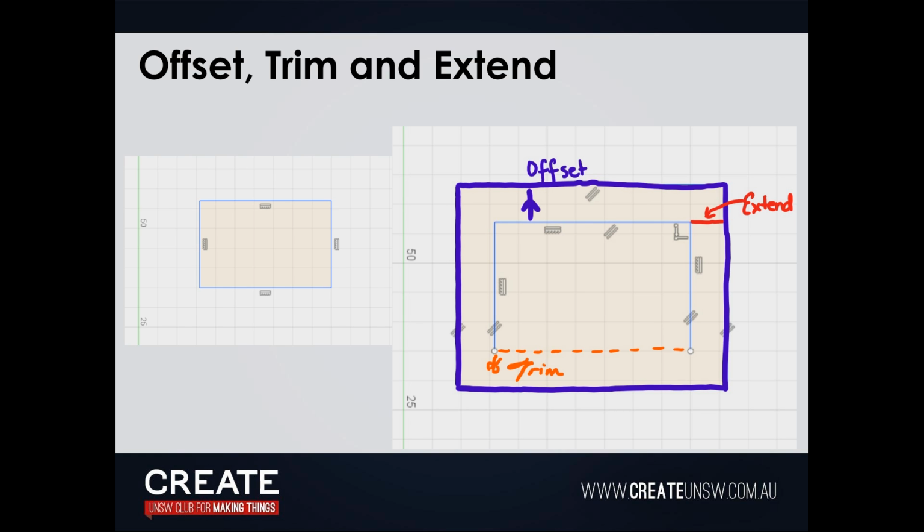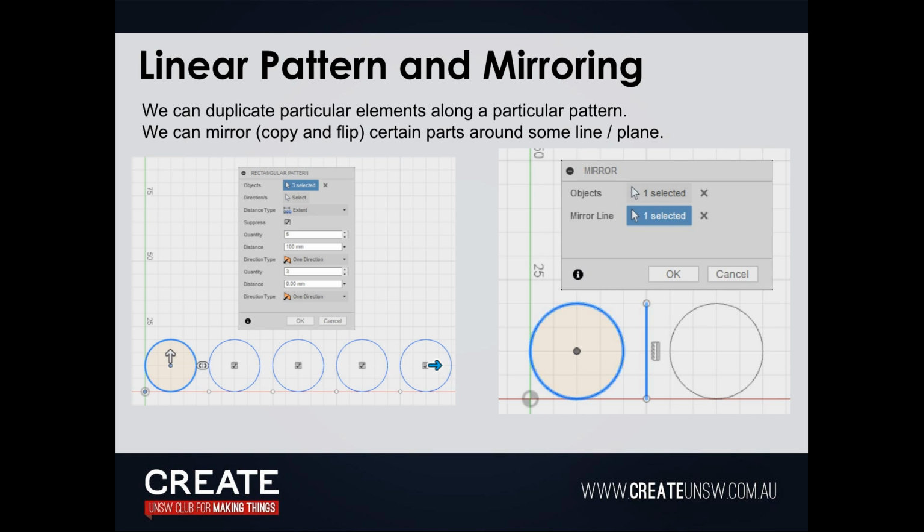Linear pattern and mirroring. If you wanted 5 circles or something like that, you can do that pretty easily. So we'll just make a circle. Yep, so 100. Alright, should probably zoom in a bit more. We've made our circle, right? You can do a rectangular pattern, you can do a circular pattern. We'll be doing a rectangular pattern for today.